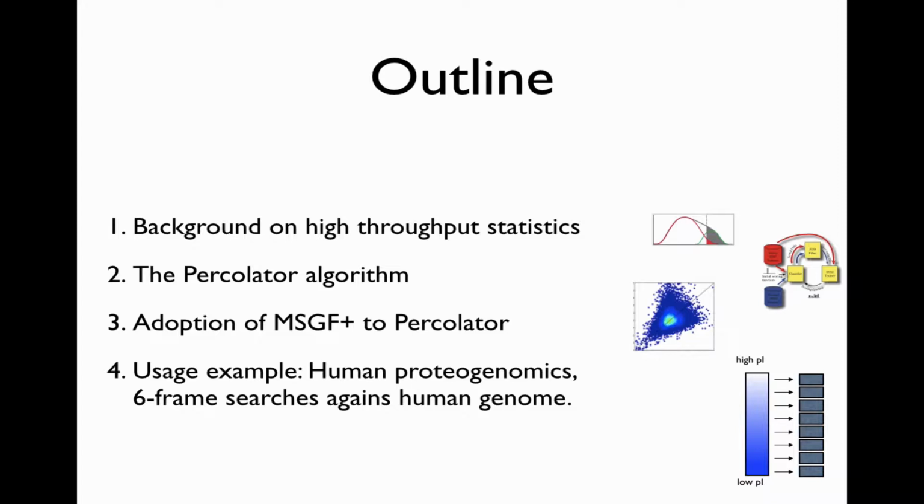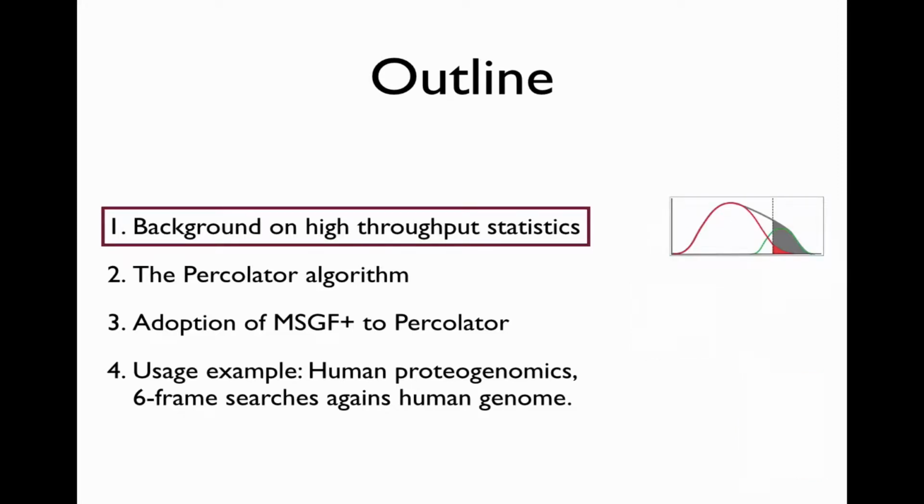Firstly, I will try to discuss high-throughput statistics in as generic a frame as possible, and only briefly touch on mass spectrometry in that part of the presentation. Then I will move over to the Percolator algorithm and try to describe how it works and some of its properties. And then I will talk about the recent adaptation of Percolator to MS2GF+. And finally, time allowing, I will discuss some proteomics that we recently did.